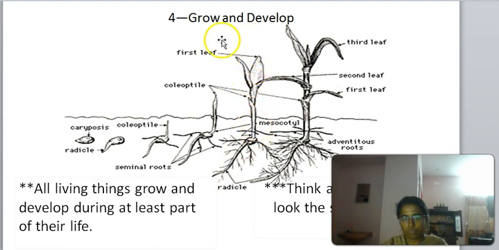The first leaf forms by using the mesocotyl. After that, at last it forms the final roots and adventitious roots. Adventitious roots means the main root forms these side by side. Once the adventitious roots and the first leaf form, the plant will grow: first leaf, second leaf, third leaf, etc. This is what growth and development means.